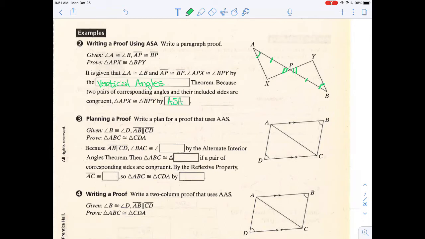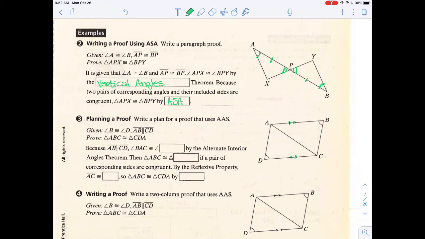Let's look at the angle angle side postulate. So they tell you angle D is congruent to angle B. Sides AB and CD are parallel. So these two sides here are parallel. That's what those little arrows mean. And we want to prove the triangles are congruent.